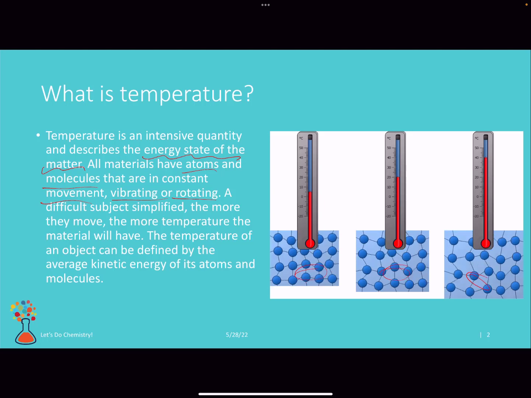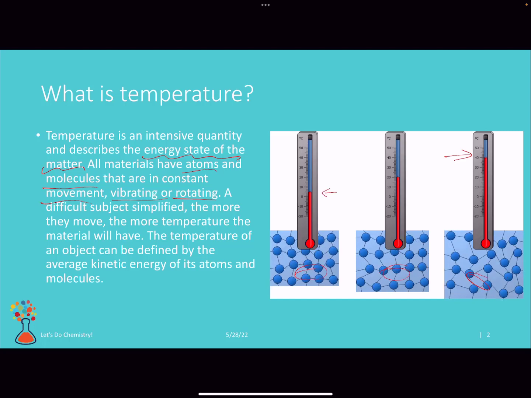Simplified, the more they move, the higher temperature the material will have. So basically you compare these three, which one moves faster? Obviously this one moves faster, and then this one has the high temperature, and this one moves slow, and this has low temperature.